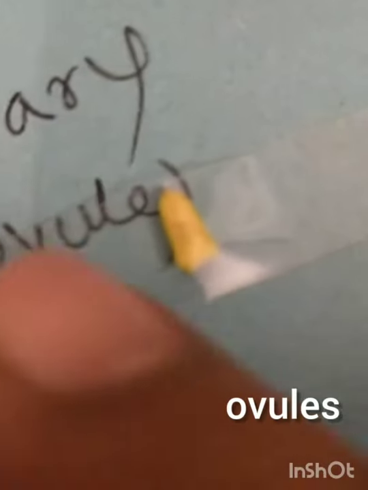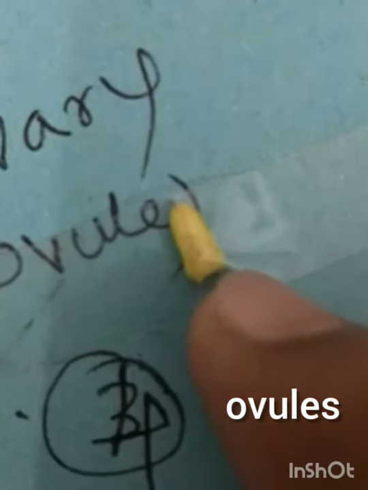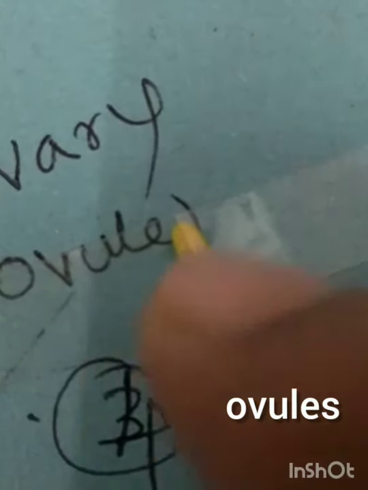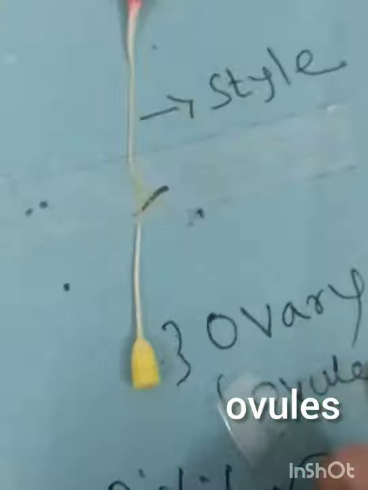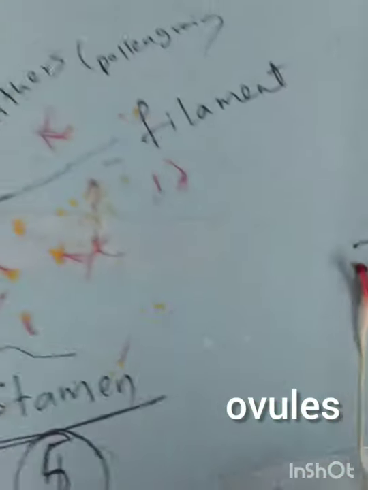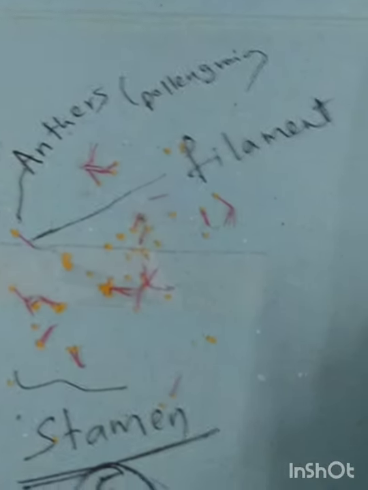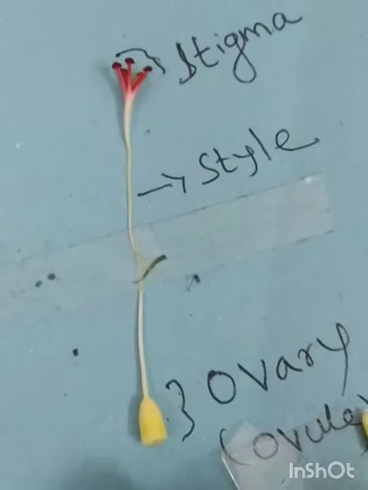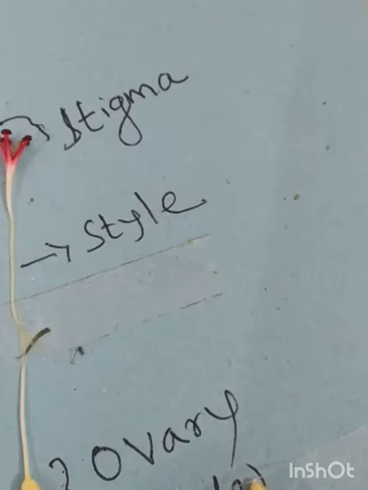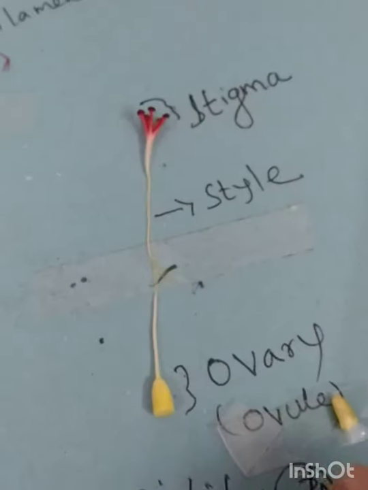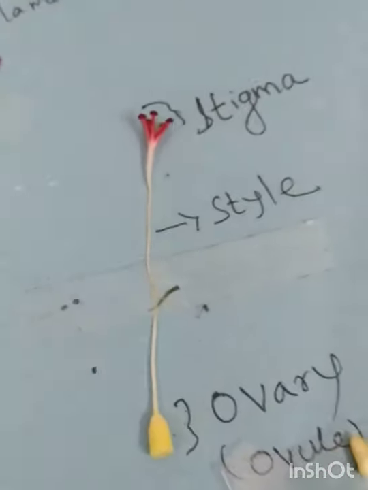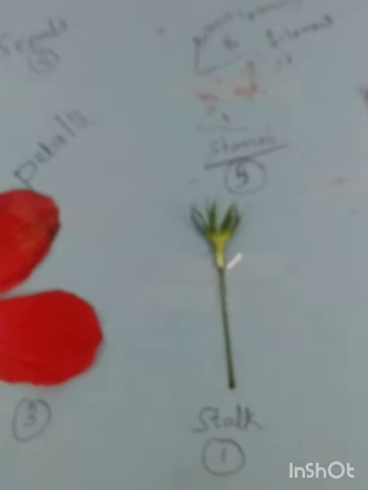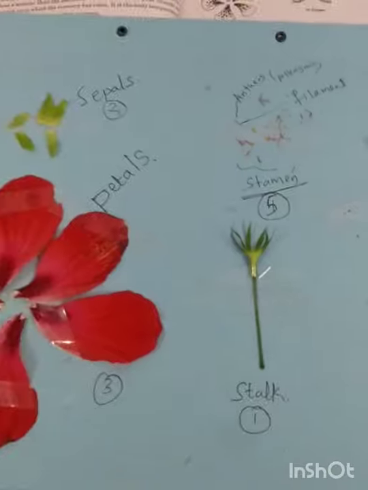This is the cut half part. Inside we have small bead-like structures. With the help of a magnifying glass you can see these bead-like structures. This is called the ovule. Now as I told you, insects take the pollen grains and sit on the stigma, and that pollen grain enters into the style and comes into the ovary. Inside the ovary, ovules are there. So the pollen grain mixes with the ovules, and slowly the flower starts to convert into fruit.